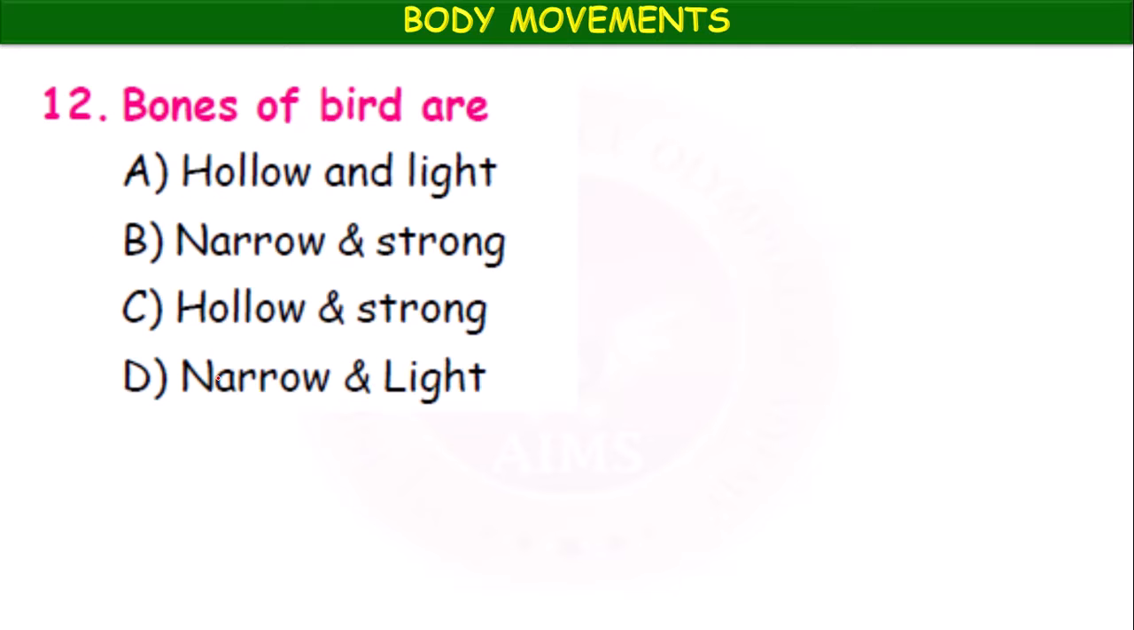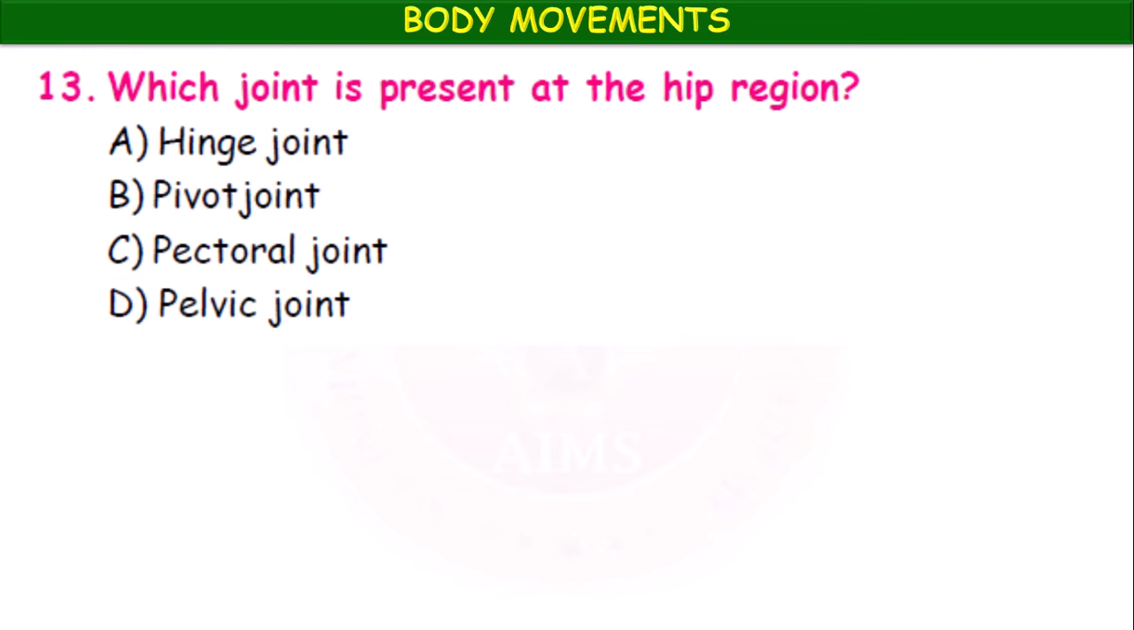The bones of the bird are hollow and light, narrow and strong, hollow, strong, narrow and light. It's hollow and light. Which joint is present at the hip region? Hinge joint, pivot joint, pectoral joint, pelvic joint. It is called the pelvic joint. It is nothing but the ball and socket joint which is present in the hip region.